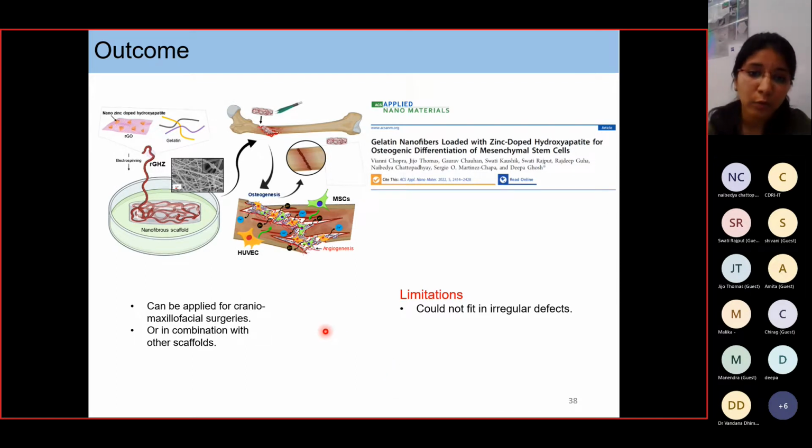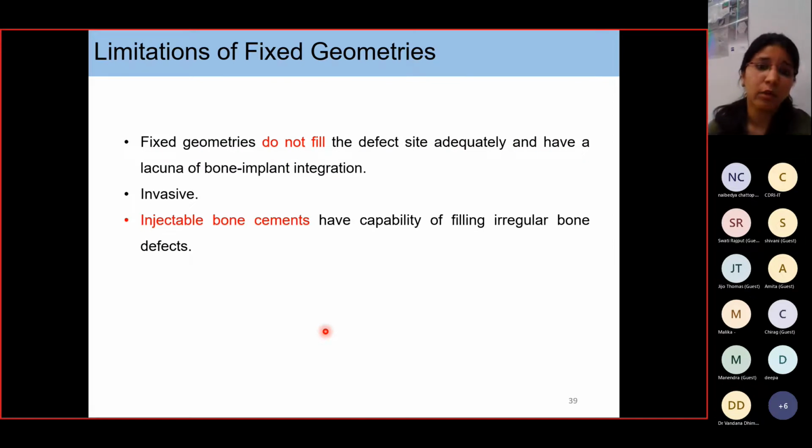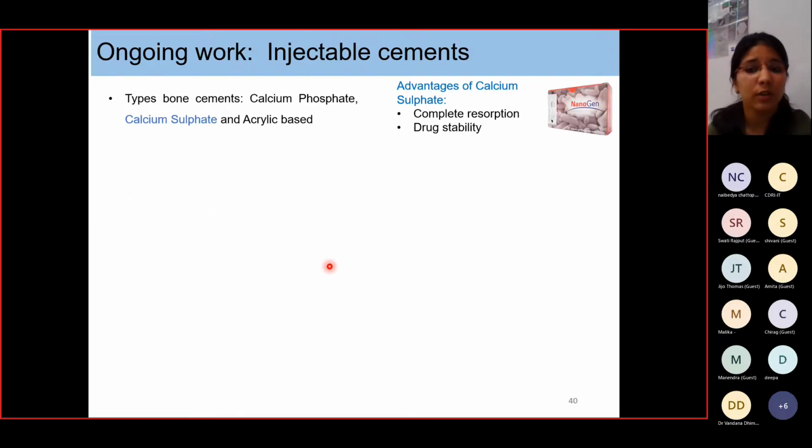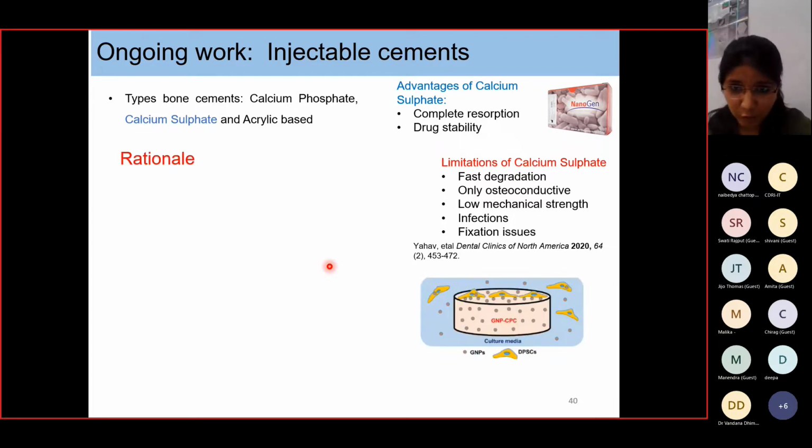So we are working on improving our material, because this is the limitation with our fixed geometry scaffold, that they will not be able to fill the defect sites properly. Also, when we have to apply a cryogel to any defect site, it is highly invasive. So we are looking forward in the area of injectable bone cements which can fill irregular bone defects. Our ongoing work is based on calcium sulfate based bone cements, and we are trying to improve its limitations, which are faster degradation, no inductive properties, and the mechanical strength and fixation issues which are greatly present.